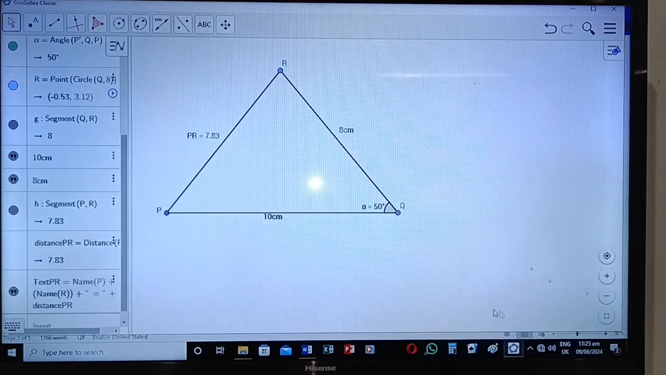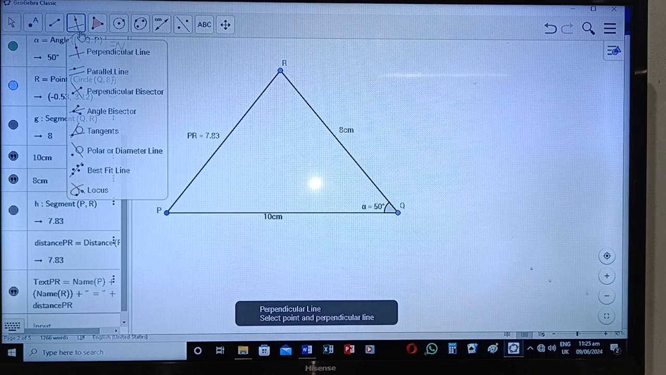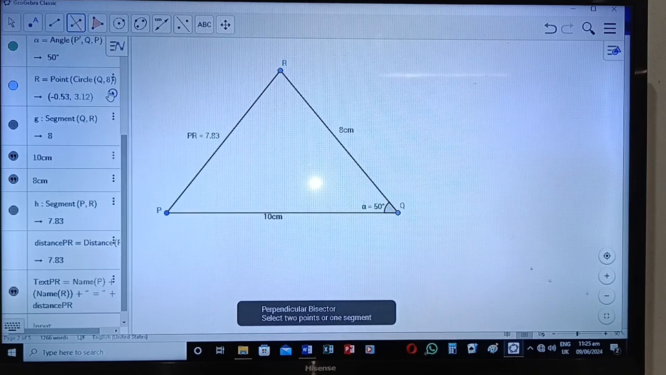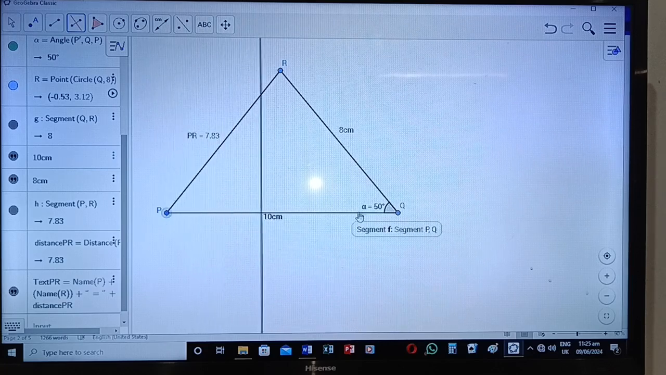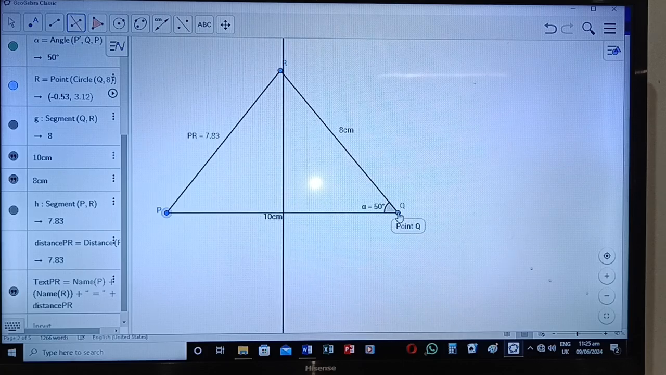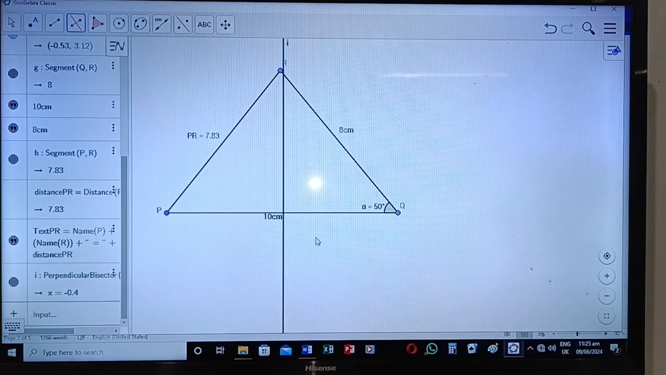Equidistant from P and Q. The locus of points equidistant from P and Q is basically the perpendicular bisector of line PQ. The way we draw a perpendicular bisector in GeoGebra, we come to here and say perpendicular bisector. Now we pick the points that we are going to bisect. It's point P and point Q, and we are able to see our bisector like that.